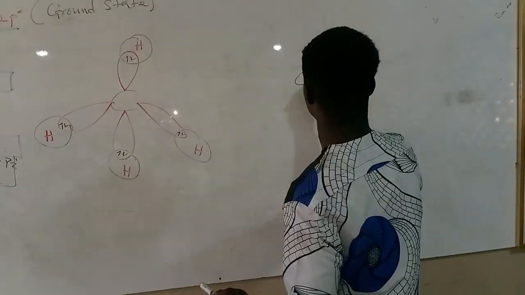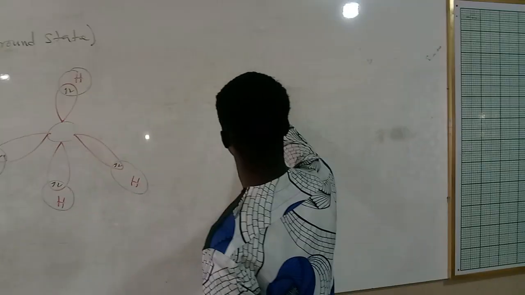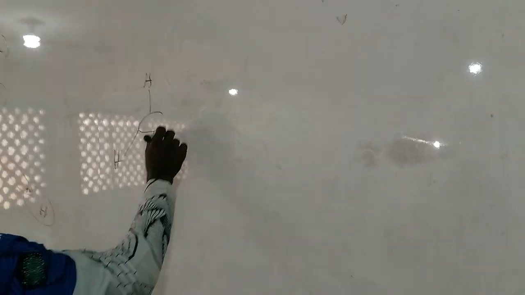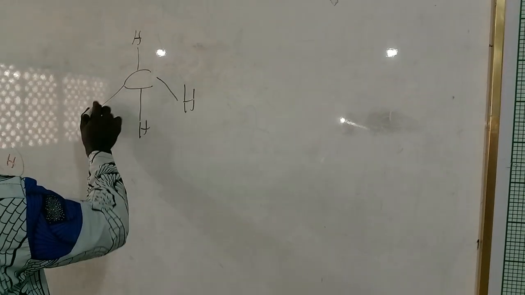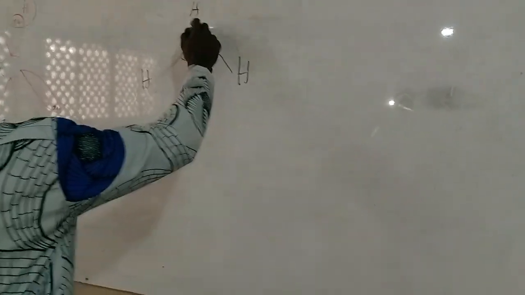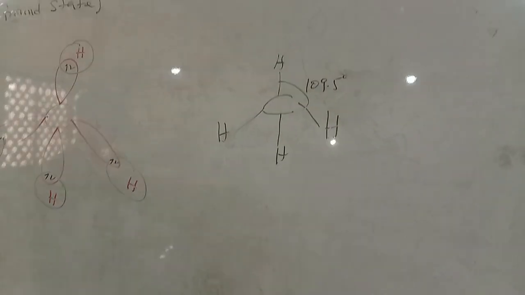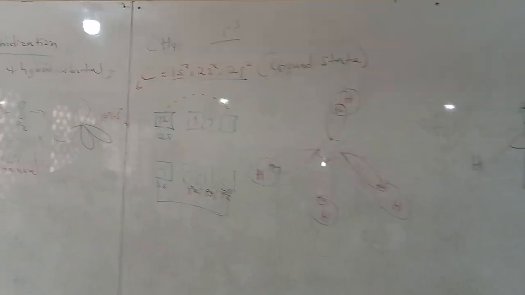This is our carbon. So this one forms a covalent molecule like this. So this is our methane. It is tetrahedral in shape. You can try more examples on your own.